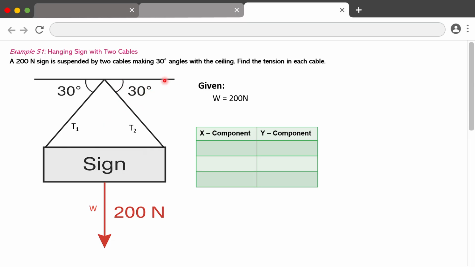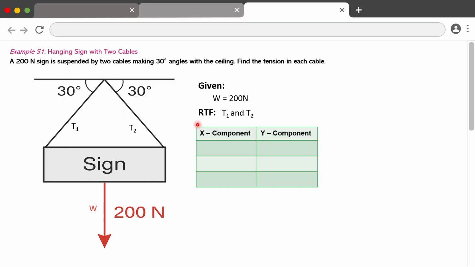So let's recall what a tension force is. A tension force refers to a force that's exerted by an object on another object, and this is usually done through a material such as a rope or a cord. You can think of the tension force as a pulling force that requires an object such as a rope. In this case, the ceiling is exerting a tension force on the sign through these two cables right here. And those two cables make an angle with the ceiling of 30 degrees.